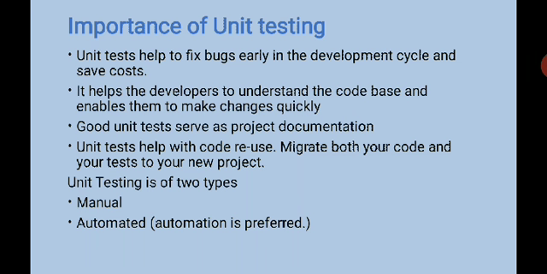Unit tests help with code reuse. That is, migrate both your code and your test to your new project. So unit testing is of two types, manual and automated. This we discussed in our last video, where we were discussing testing. We discussed what is manual testing, what is unit testing, right? And herein automation is preferred. Why? Because the code is very lengthy and you have to run it, so they try to automate it.